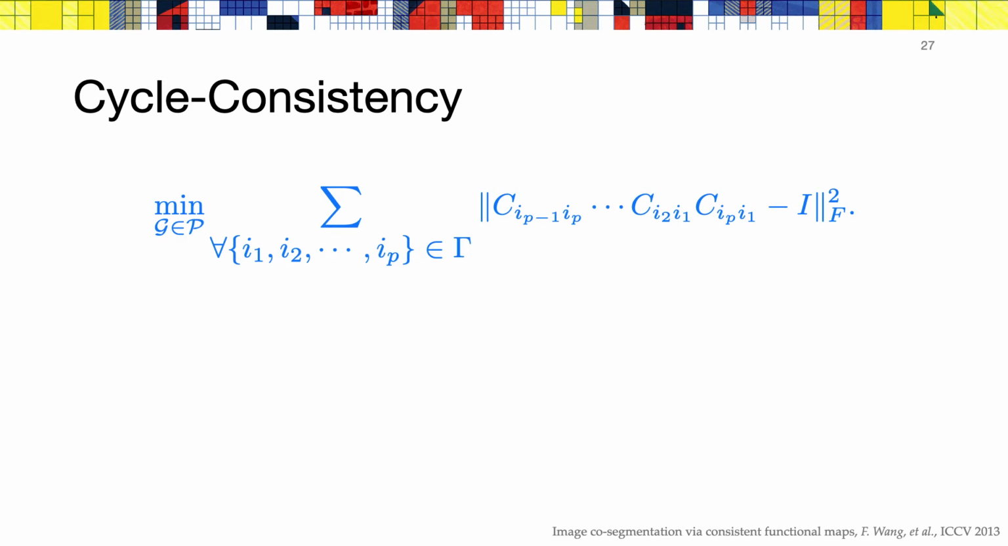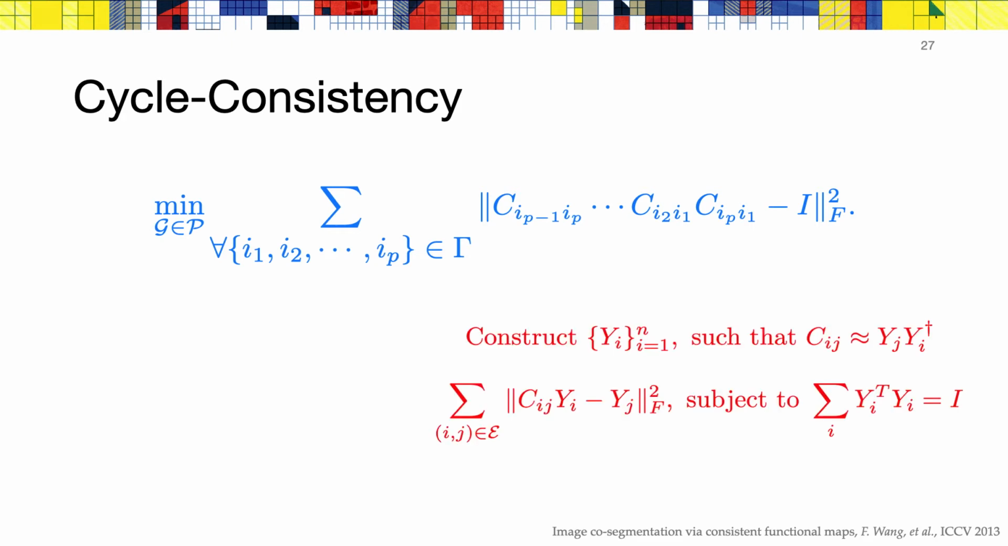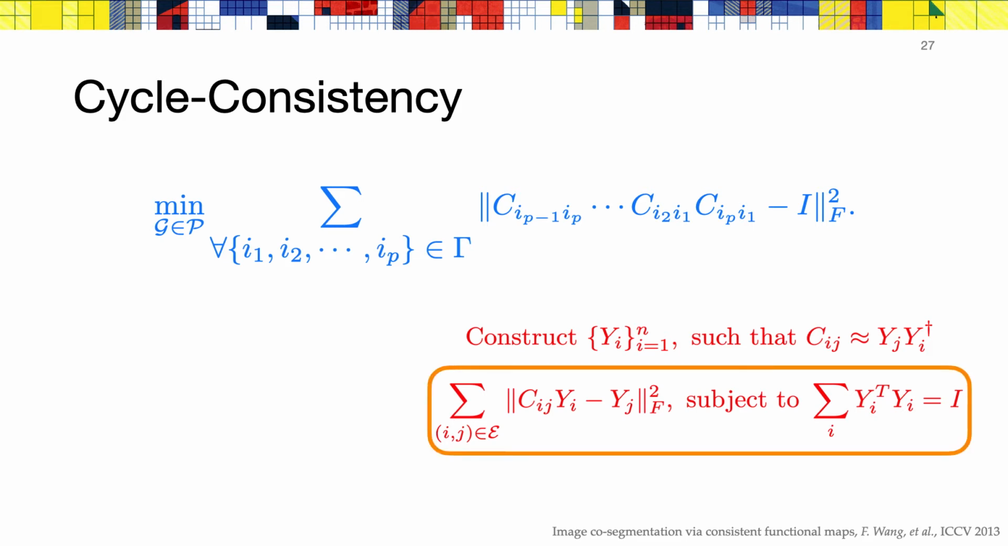The cycle consistency in terms of functional maps is formulated in this paper from 2013. Here, gamma is the set of all cycles in the map network G, and I is the identity matrix. The authors propose to approximate the given functional maps Cij with some low-rank latent objects Yi and Yj. Such approximation naturally implies cycle consistency. In particular, the latent objects Yi can be obtained by solving this quadratic optimization problem.